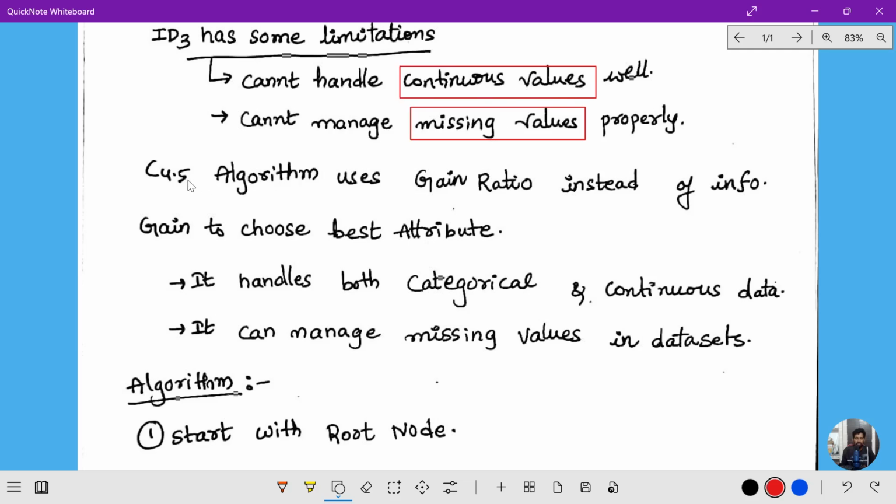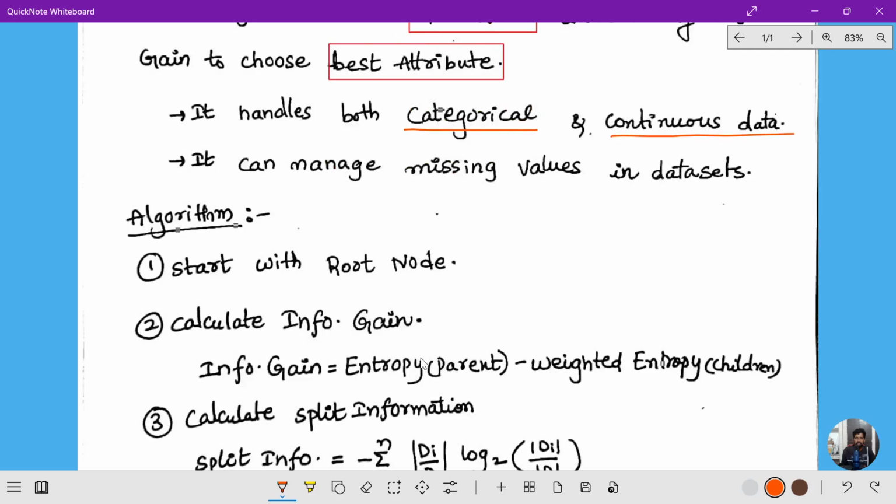So the C4.5 algorithm uses gain ratio instead of information gain to choose the best attribute. In the previous one we talked about information gain, but in this one we discuss the gain ratio. It handles both categorical and continuous data. Categorical means again male, female, 0 or 1, and true or false. So it can manage missing values in data sets.